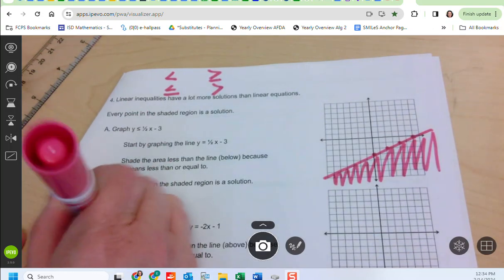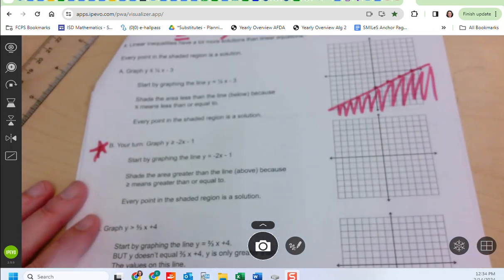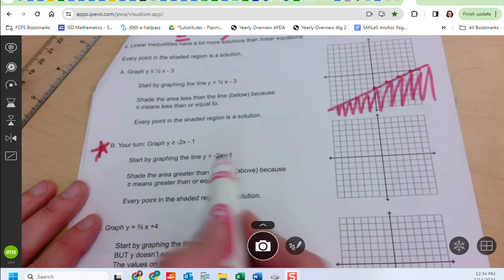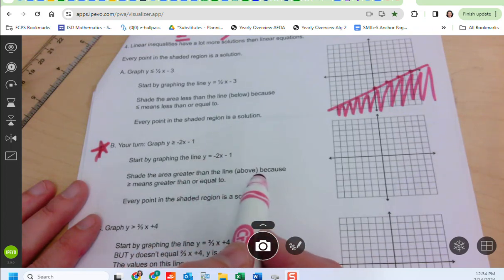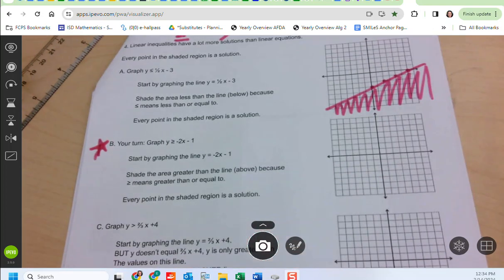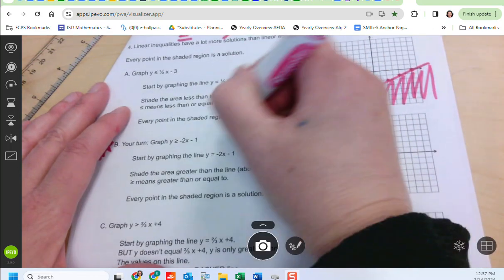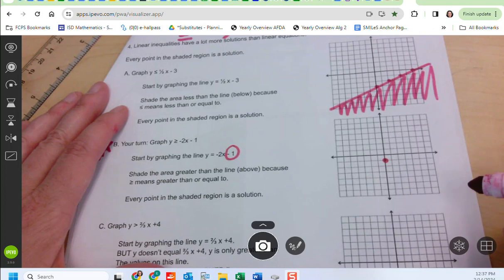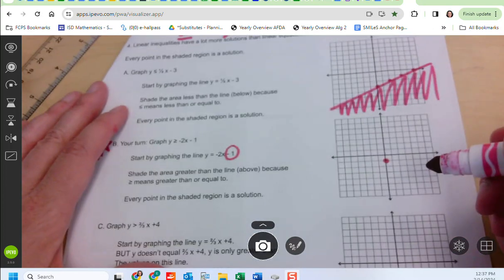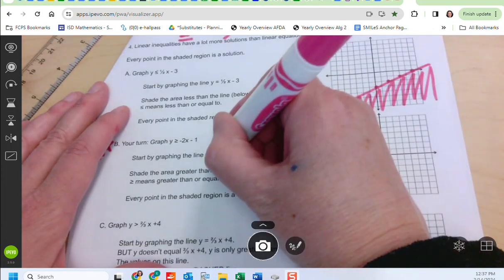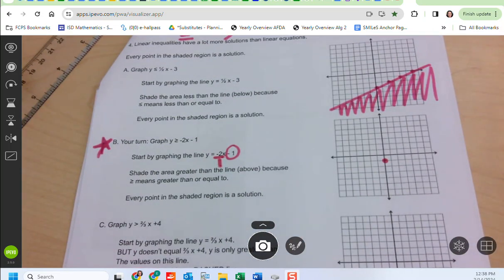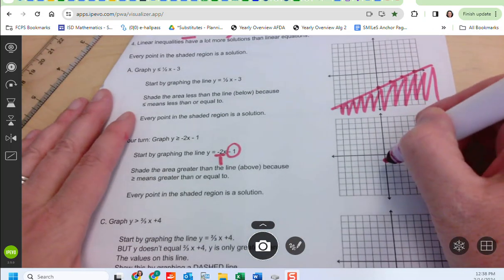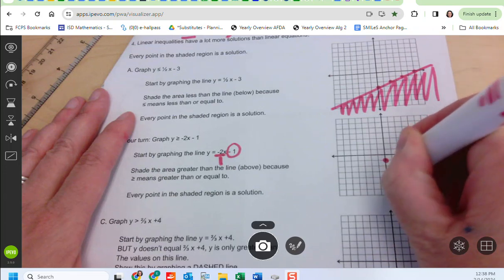Okay, it's your turn. It's right here. Start by graphing this line, and then you're going to shade the area that is greater than the line. Okay? You guys are doing this. All right, I'm going to start at -1. I'm going to graph that point. And then my slope was not a fraction, so I'm going to make it a fraction by putting it over 1. So from -1, I go down 2 and right 1.